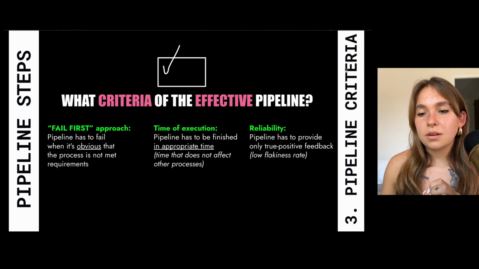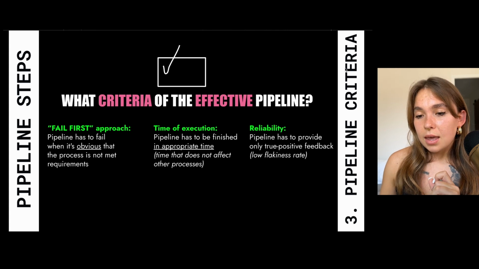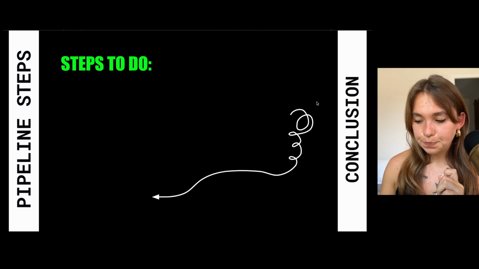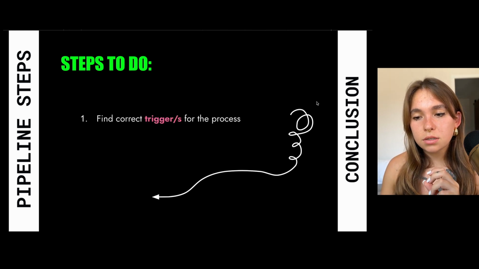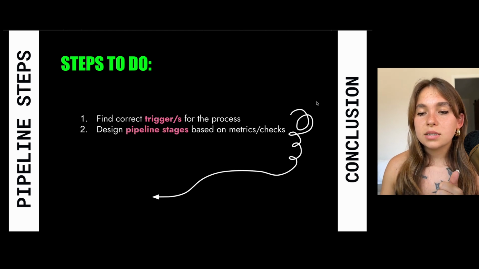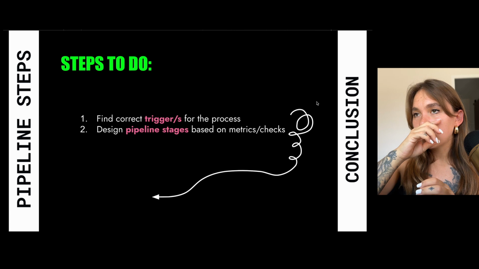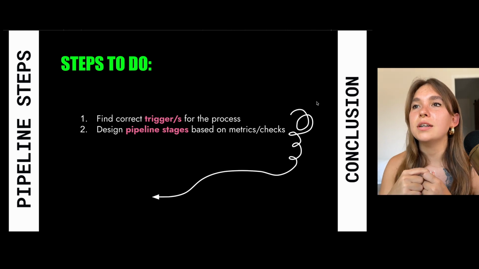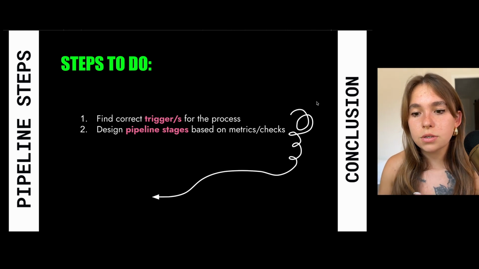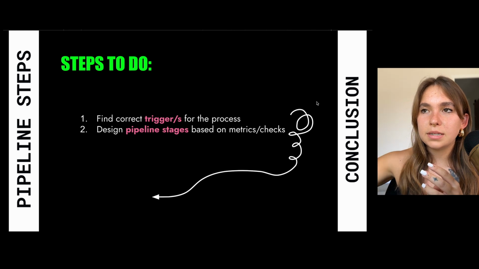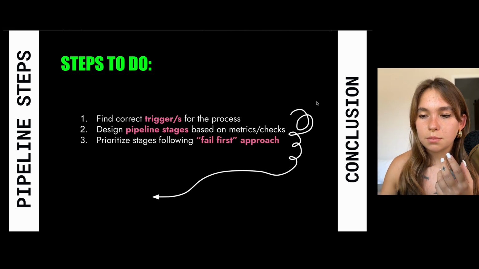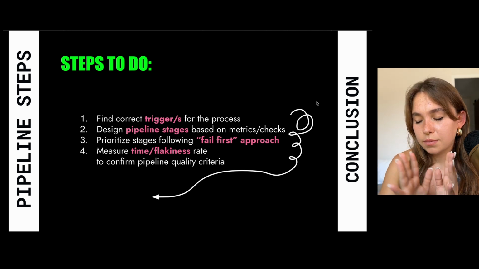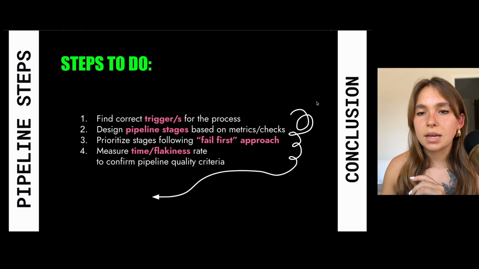Okay, so those were the criteria for an effective pipeline. And to finalize our pipeline steps, what we have to do: first of all, find correct triggers for the process. It can be one or several triggers. Design pipeline stages based on metrics and checks. We know which metrics, because we have already done our preparation steps, right? We know which metrics are really important in our process. So we have to create these pipeline stages based on the fail first approach I just mentioned. And measure time and flakiness rate to confirm the pipeline quality criteria, because we just discussed it. So I think you got the main idea.